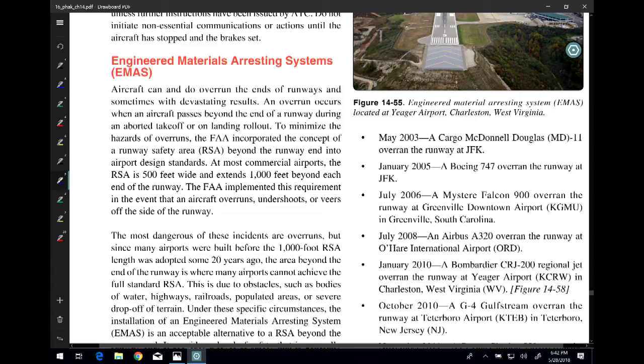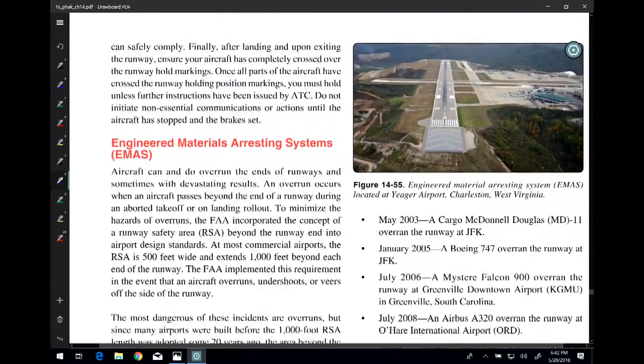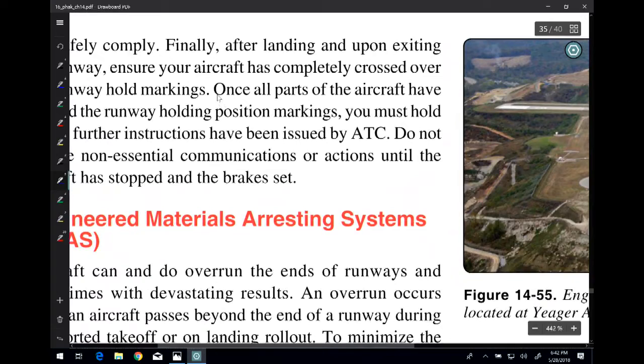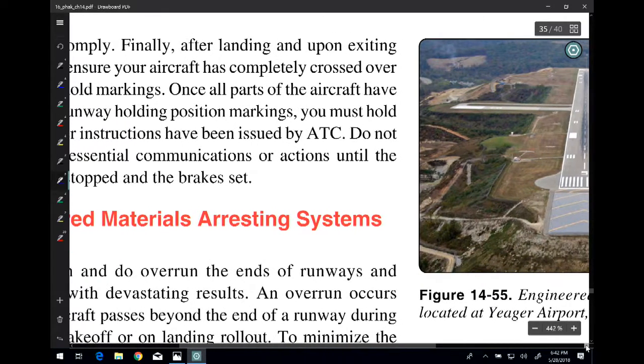Well, if you'll remember what we talked about here in these overrun pieces, here is another reason that you don't want to taxi onto an overrun. You see this area right there? This is an EMAS system at the overrun end of an airport. I'm going to try to blow this up a little bit here. Let me see if I can make that picture a little bit bigger and get over there to it. Stand by. Here we go.